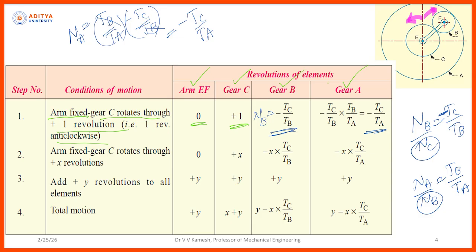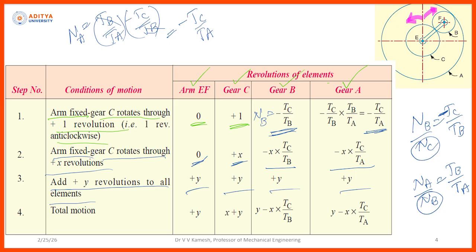What is the second step? Arm fixed, gear C rotates through x revolutions. So all the components are to be multiplied with x. So 0 into x is 0, 1 into x, minus TC by TB into x, minus TC by TA into x. Now what is the third step? Add y revolutions to all the elements because I am rotating the arm. Initially the arm rotation will not be there. Next we are making the arm rotate. So add y revolutions to all the elements: plus y, plus y, plus y, plus y.